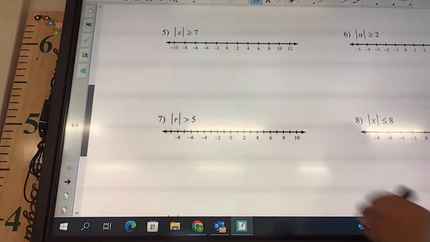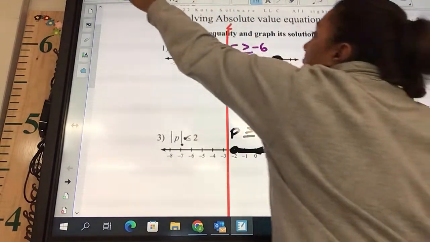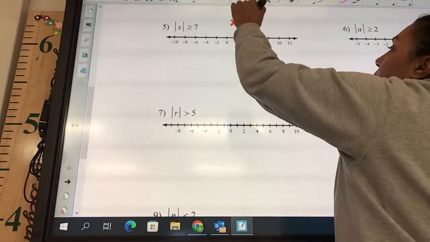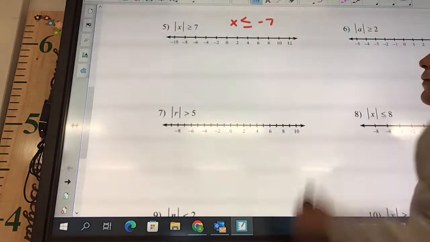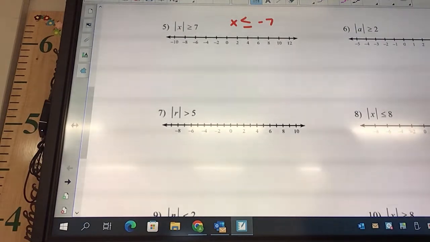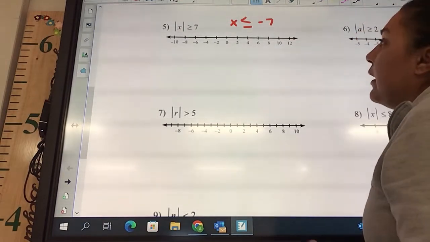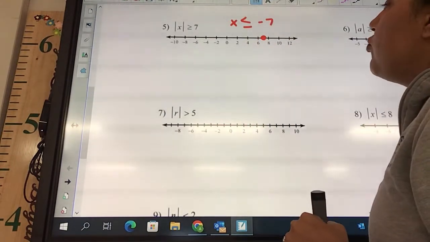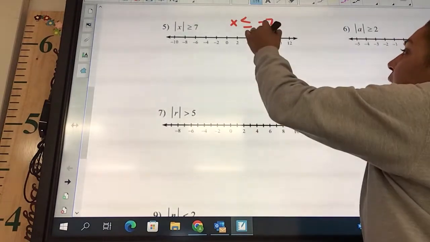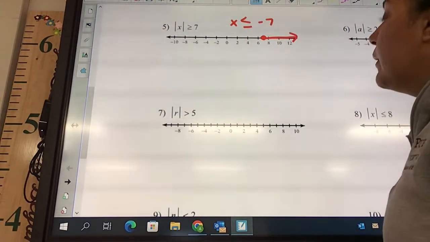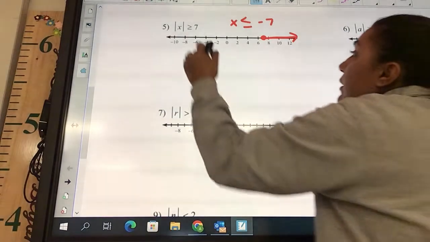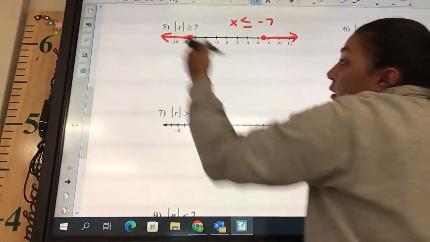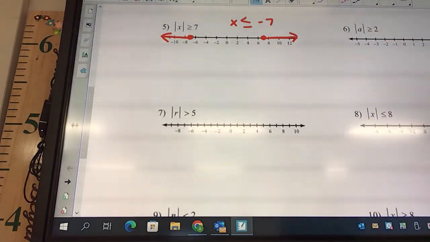Okay, 5. We're going to say X, flip it, and make it a negative. So 7 is somewhere in between the 6 and 8, so it should be a closed dot, and it says X is greater than 7. X is going to be bigger, so that's going this way. And then on the -7, it's going to be closed, and it says X is smaller, so it's going to be this way. So this one is both going out, okay.